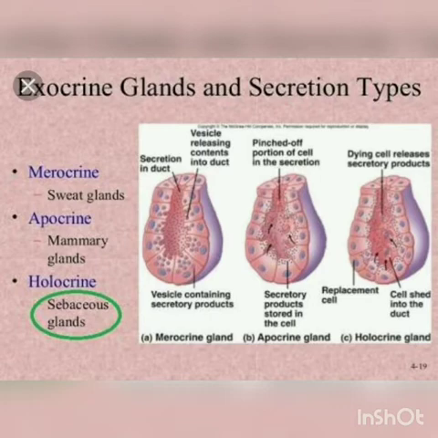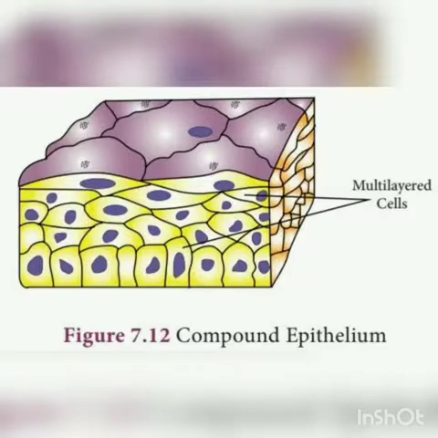So what are the three types of exocrine glands? May be asked in 2 mark. Merocrine, holocrine, and apocrine.